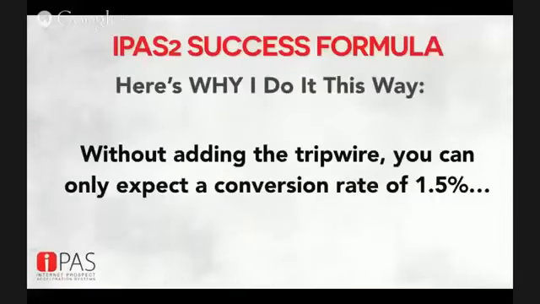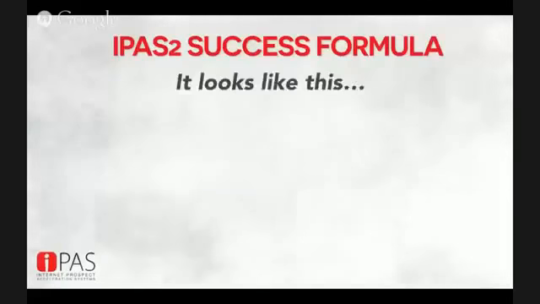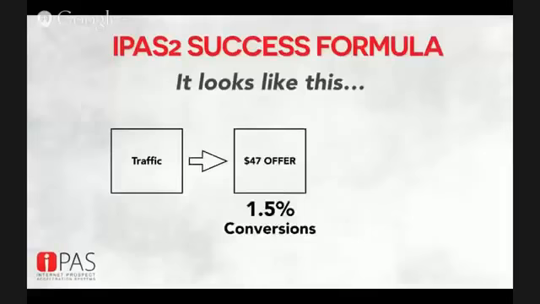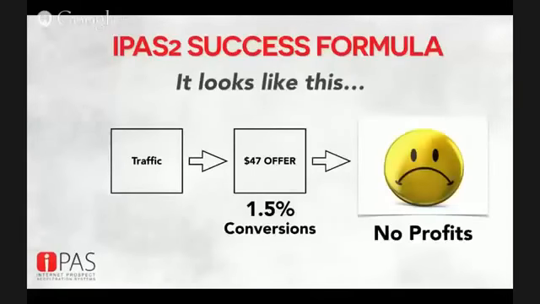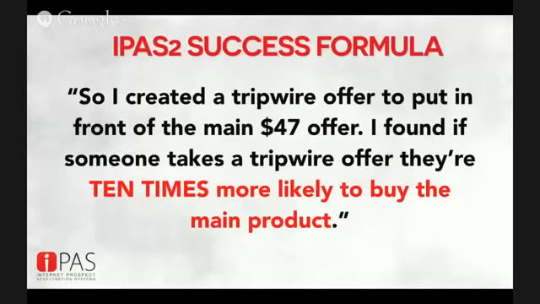Okay? Here's why I did it this way. Without adding a tripwire in front of your main offer, you can only expect a conversion rate of 1.5%. That's pretty standard. So if you're just buying traffic or doing traffic and sending it to some product and trying to sell it, you're going to be converting at 1.5%. Okay? It looks like this. So you have traffic. You have your main offer, 1.5% conversions. You're not going to profit, you guys. It's not going to happen. You're going to be in the red and lose money. So I created a tripwire offer to put in front of the main $47 offer.